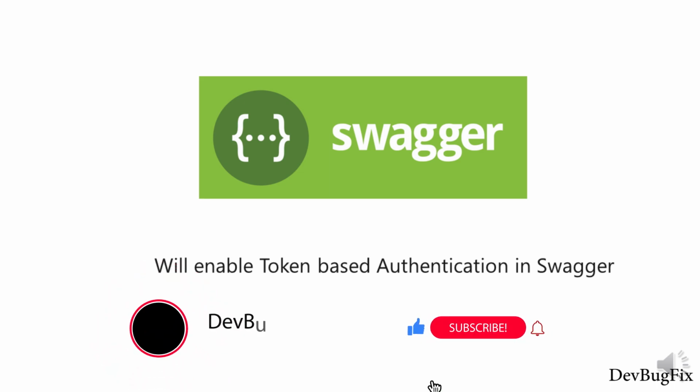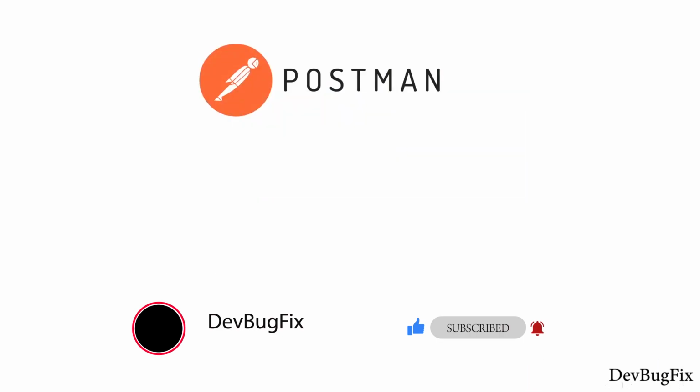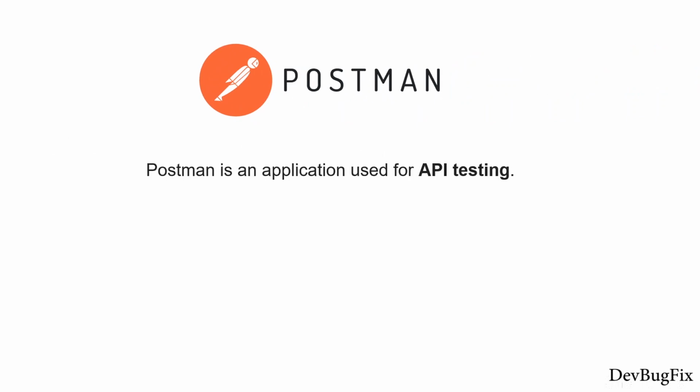In this video, we will add Swagger in a .NET Core project for API testing, and we will enable token-based authentication in Swagger. We were using Postman for testing API so far. Postman is an application used for testing API, but Postman does not provide any information about endpoints. For example, no information about request body and no information about response model of this request.